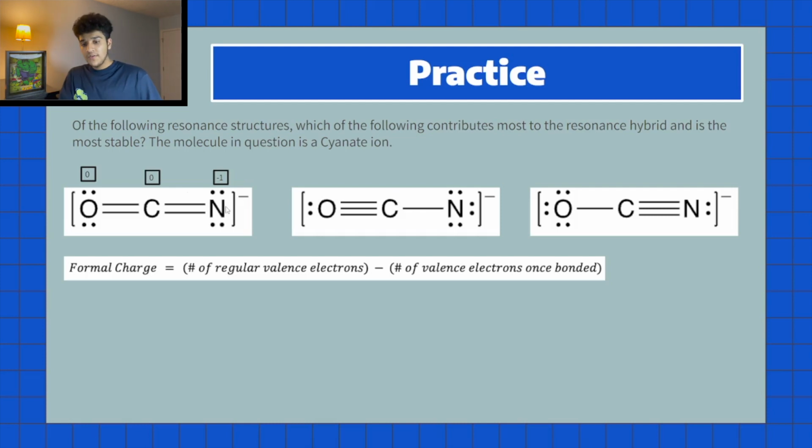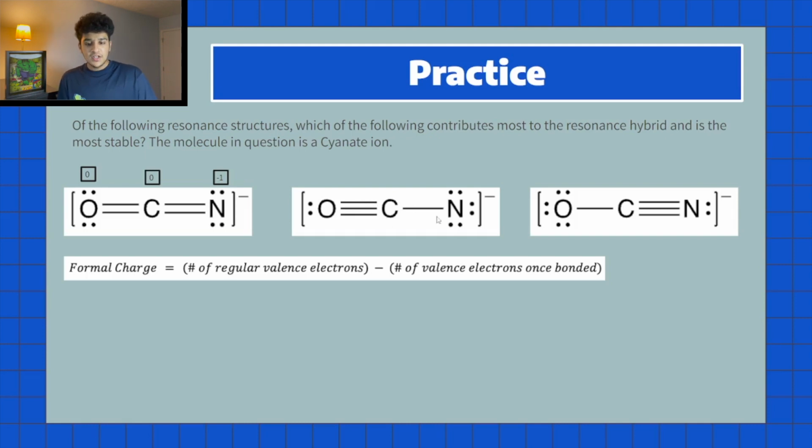So now that we've done that one, let's move to the second one. This oxygen normally has 6, and then it has 1, 2, 3, 4, 5, right? Once it's bonded. So 6 minus 5 is +1. Carbon normally has 4, minus 1, 2, 3, 4. So 4 minus 4 is 0.